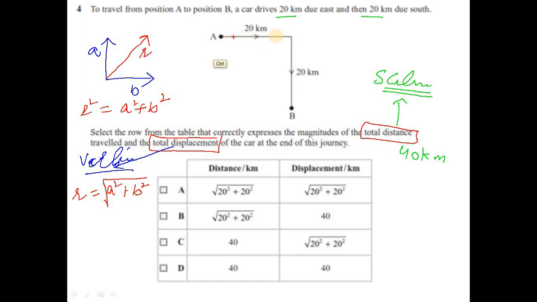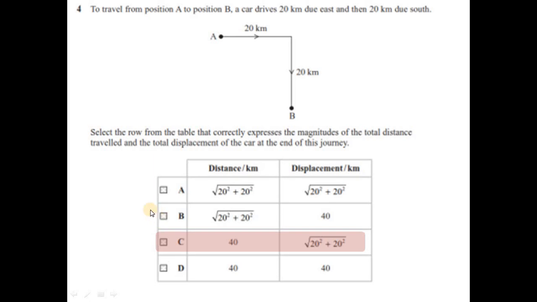So this is the first displacement vector, this is the second, both are acting perpendicularly, so the resultant displacement would be Pythagoras theorem of 20 and 20. This is the distance column, and we have defined that it is 40, so it cannot be this, it must be C or D. And of course for C, the displacement column is by Pythagoras theorem, so your option is C. This is your option for this MCQ, C.